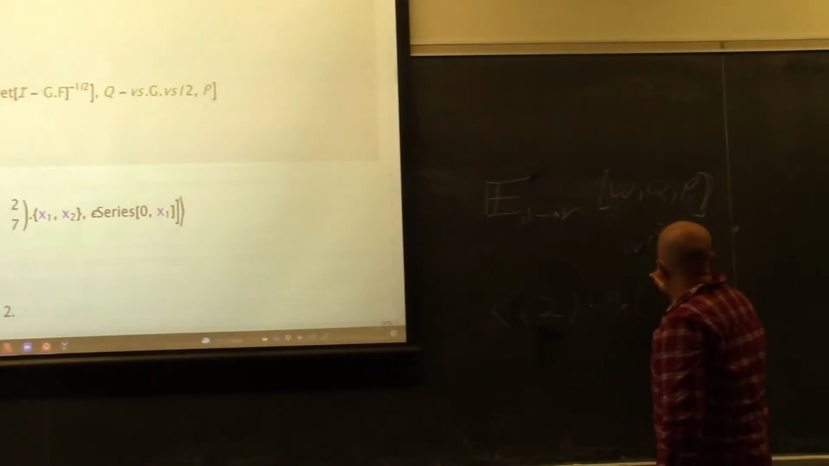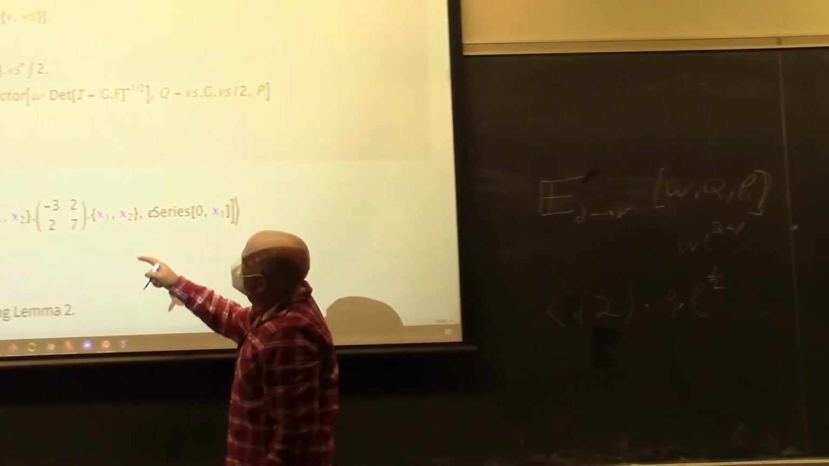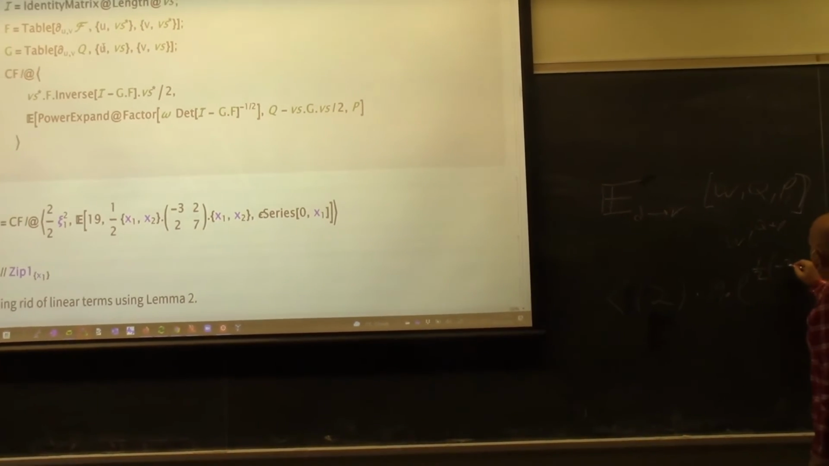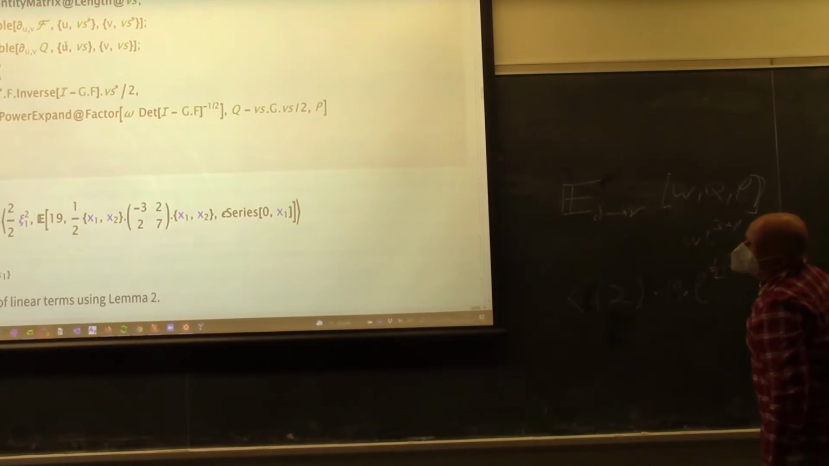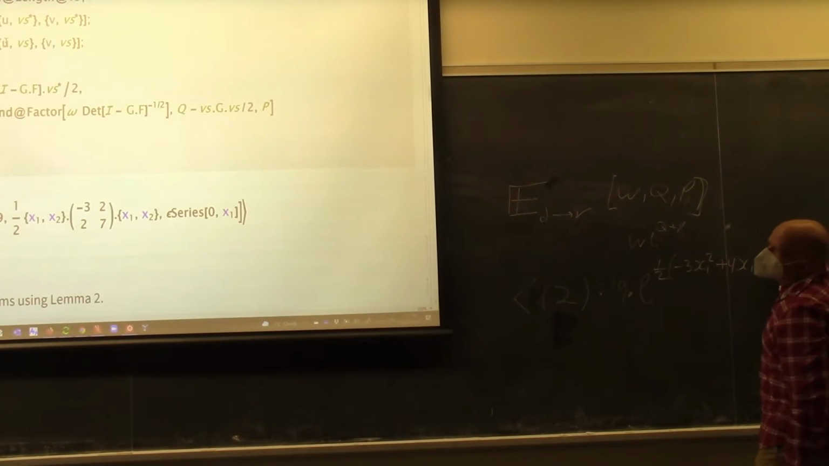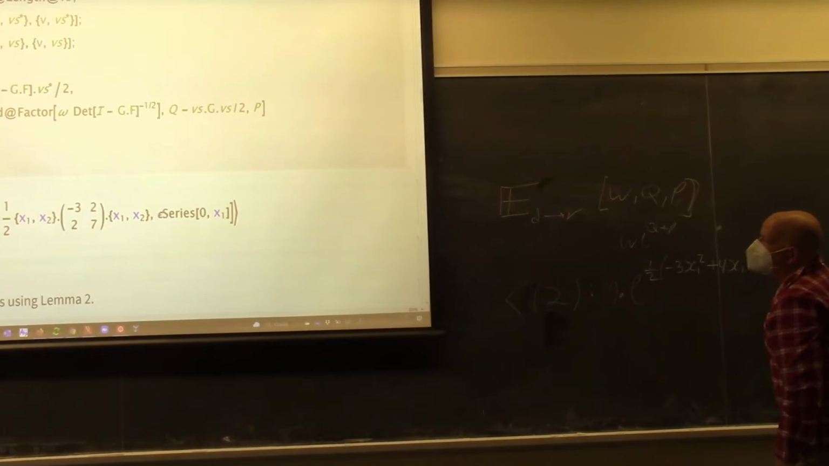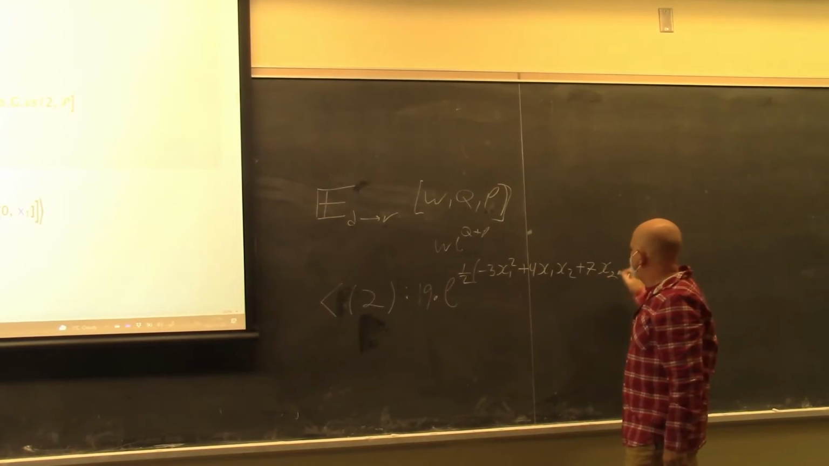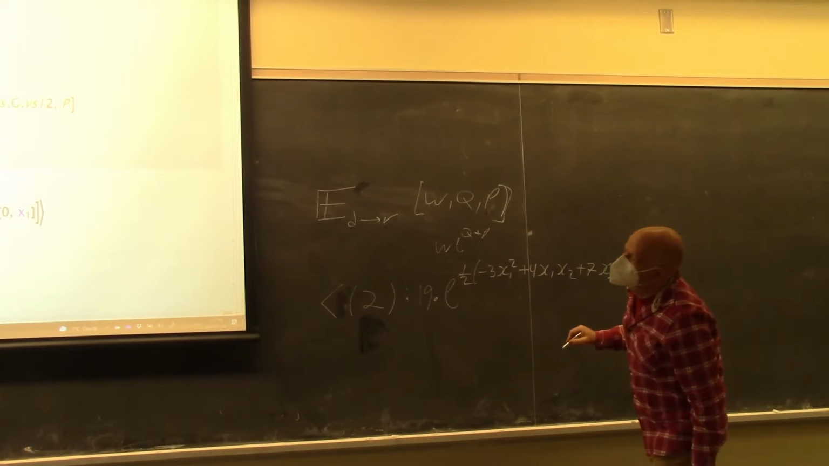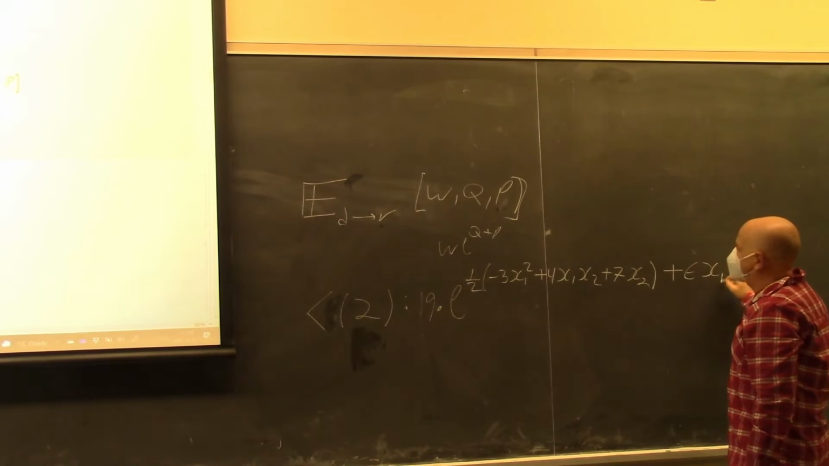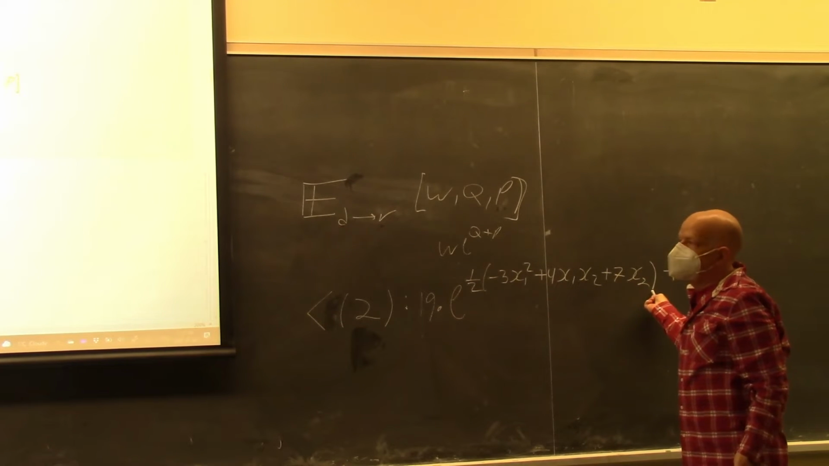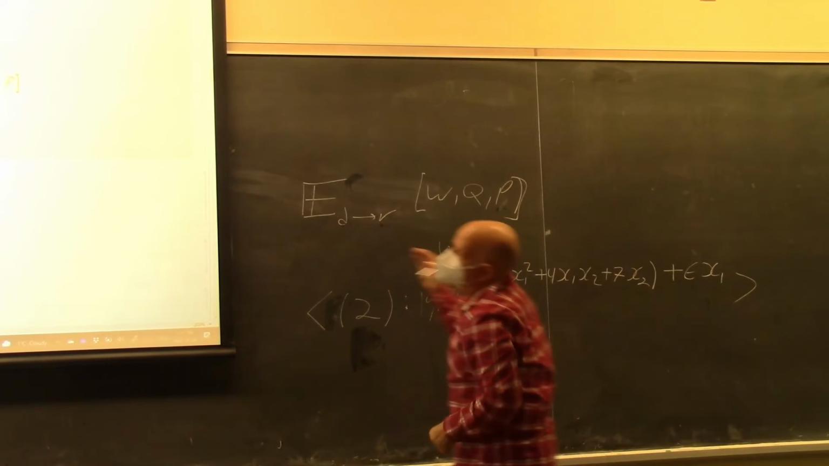So the exponential of 1/2 negative 3x1 squared plus 4x1 x2 plus 7 x2, and the epsilon series has just epsilon x1. I don't know, I just chose something essentially random. I want to be able to compute things like that. This is represented by that.